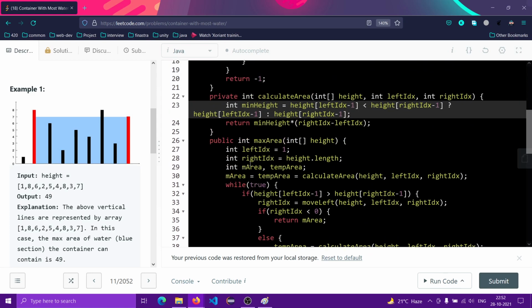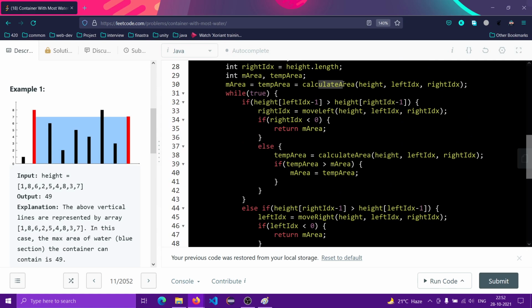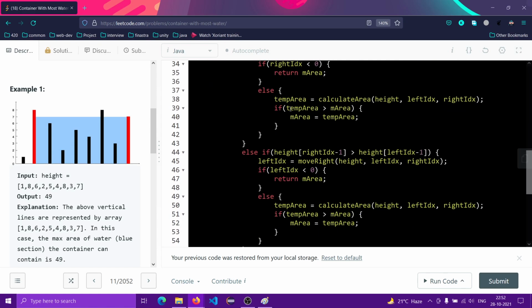So we have a left index, we have a right index, and then I'm taking two variables. M area here means the maximum area, temp area means the temporary area. As simple as it could be. Now this calculate area will simply calculate and give me the area. The function you can look into; it's nothing, just multiplication.